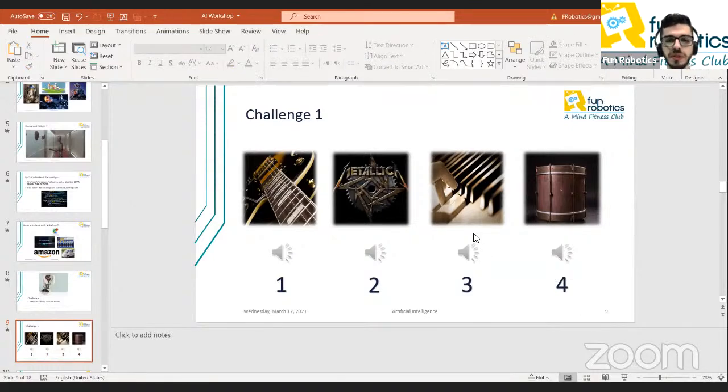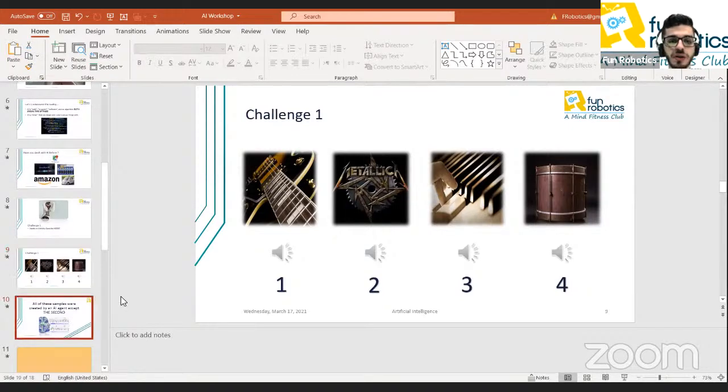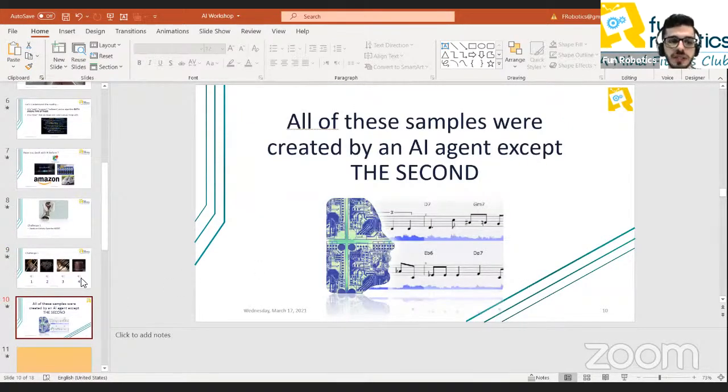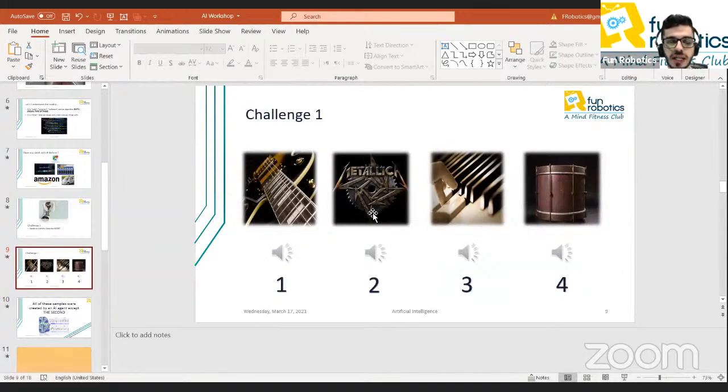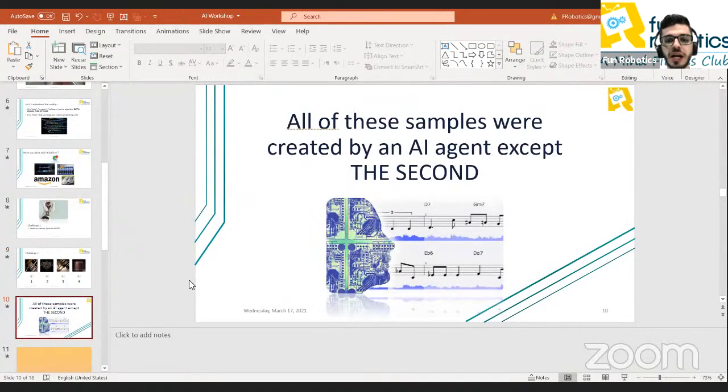This was the final music sample. Now you can guess which one, or not one, ones of them, were actually made by an AI agent. So we have different types of music samples, and these were different music instruments. Now that you have enough time to guess, or find out whether it is made by an AI or a human, all of them were actually made by an AI agent, except the second one, which was this metallic. So this tells us how far the advancement of AI has become.